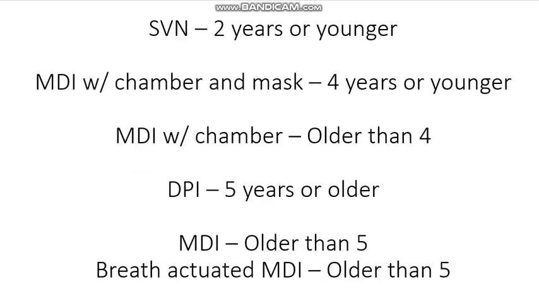SVN is for 2 years or younger. MDI with a chamber and a mask is for 4 years or younger. MDI with just a chamber is if they are older than 4. DPI is for 5 years or older. MDI is if they are older than 5. Breath-actuated MDI is also if they are older than 5.